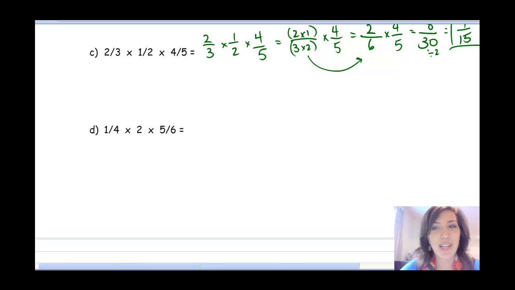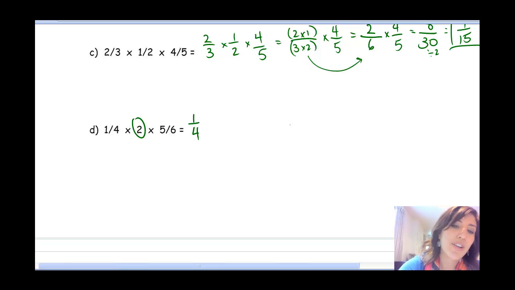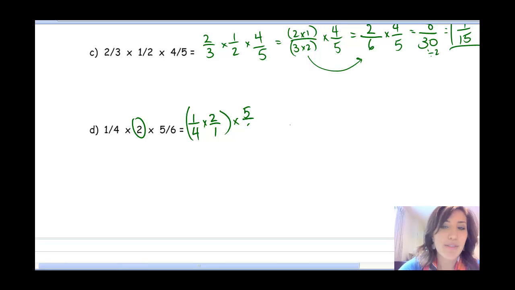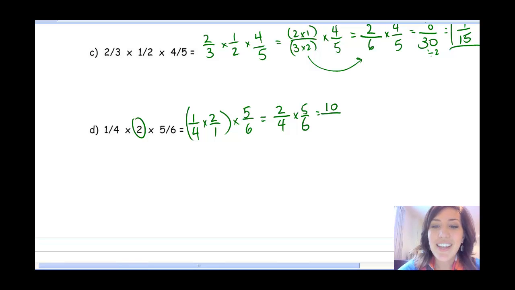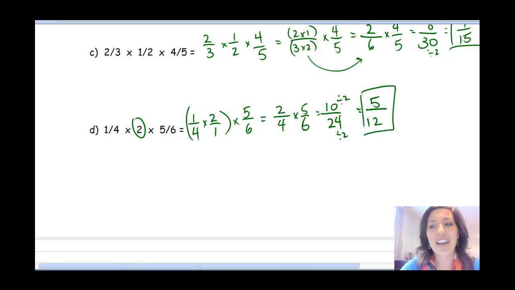And our last example on this page, hey look, we have a whole number. That whole number can be expressed as a fraction. So 1/4, let's do the first two first. 1/4 times 2 over 1, we'll do those ones first. That's why I put the brackets there, times 5 over 6. 1 times 2 is 2, 4 times 1 is 4, times 5 over 6. 2 times 5 is 10. 4 times 6 is 24. We can divide both of these numbers by the same number. So can 24 and 10 be divided by 10? No. Can they both be divided by 5? No. Can they both be divided by 4? No. So let's try, can they both be divided by 2? Yes, they can. 10 divided by 2 is 5. 24 divided by 2 is 12. So our answer is 5/12.